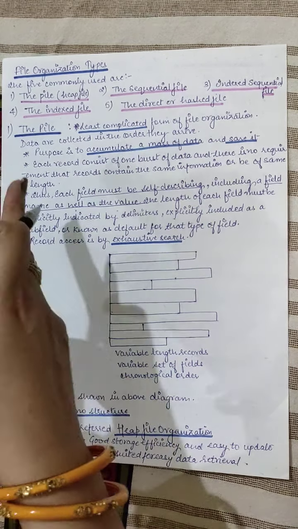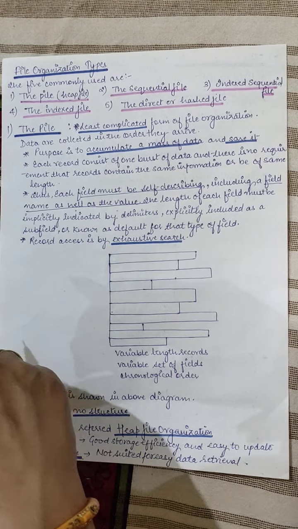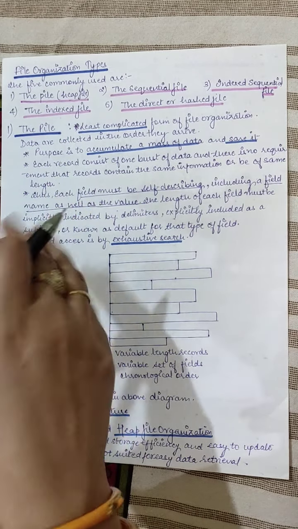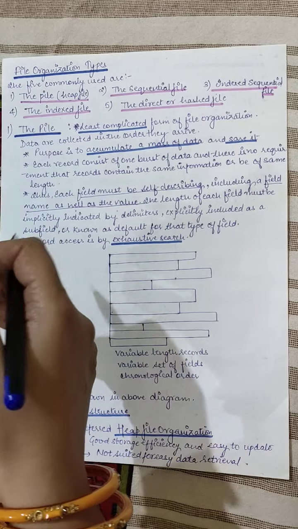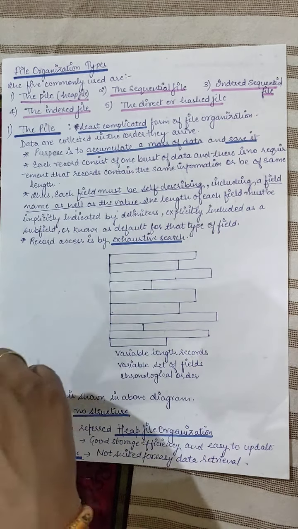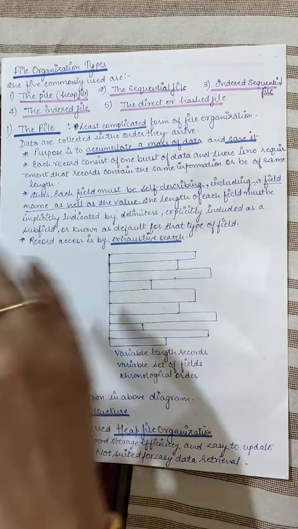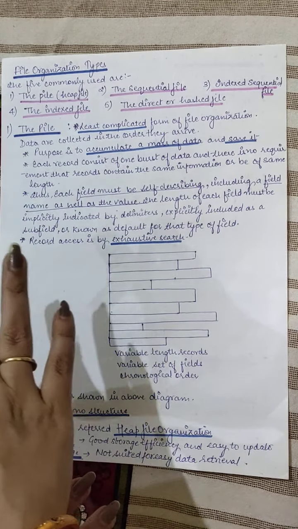So what can be said about this pile type of file organization is, it is the least complicated form of file organization because as the records are coming, they are being placed. It's like a heap, whatever data is coming, we are just storing it. We are not maintaining any structure or anything like that.